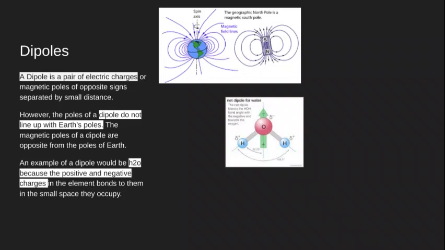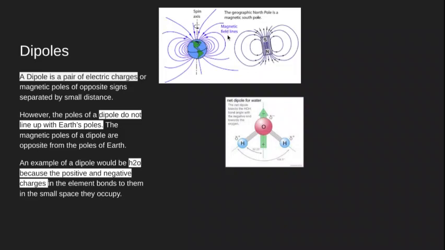First up with magnetism, we have dipoles. A dipole is a pair of electric charges. We can use positive and negative, or north and south, separated by a small distance. However, the poles of a dipole do not line up with Earth's poles. The magnetic poles of a dipole are the opposite from the poles of Earth.